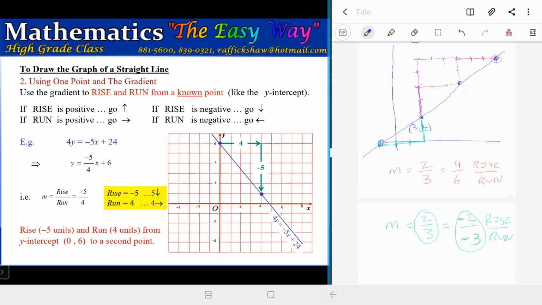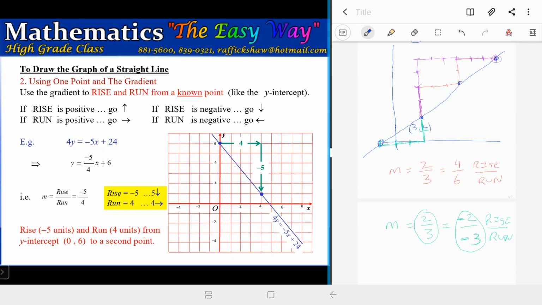So I prefer method 2. If you have the equation, just put it in the form y equals mx plus c. So you can see the y-axis intercept and see the gradient. Mark down the y-axis intercept and then look at the gradient and just rise and run the way you want. Rise and run the points that you want. Simple as that.